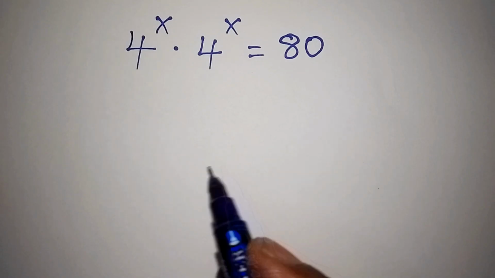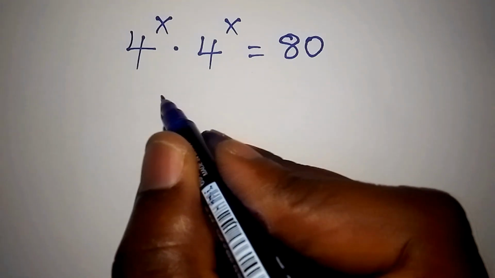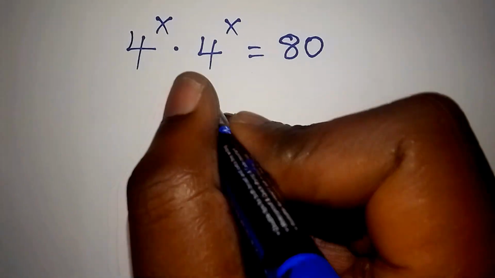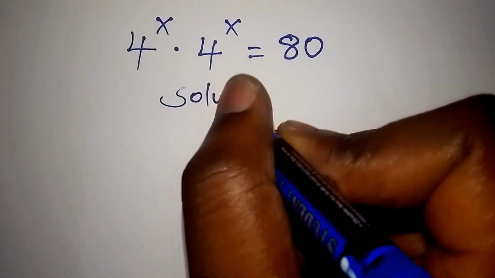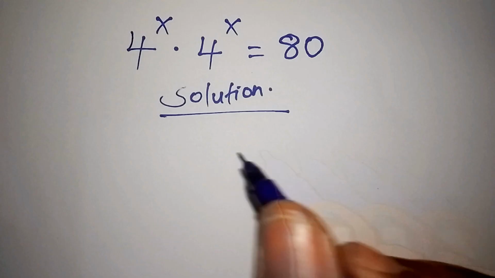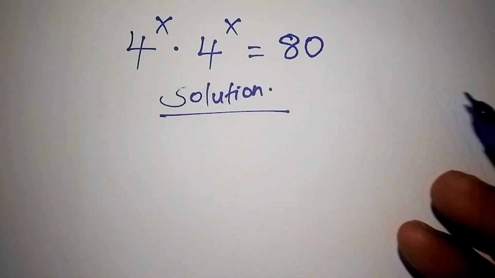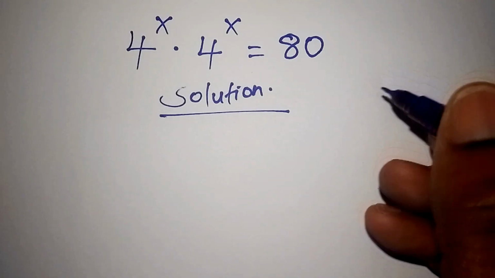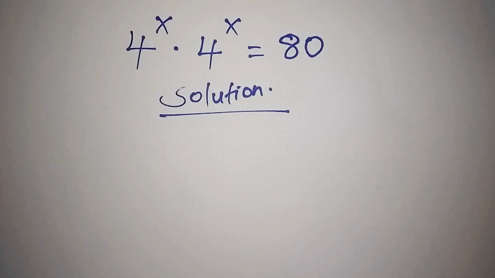Hello, are you aware that most people were not able to solve this maths problem right? So let's now start with our solution. On the solution, we have 4 to the power of x multiplied by 4 to the power of x is equal to 80. So we are trying to find the value for x in its simplest form.